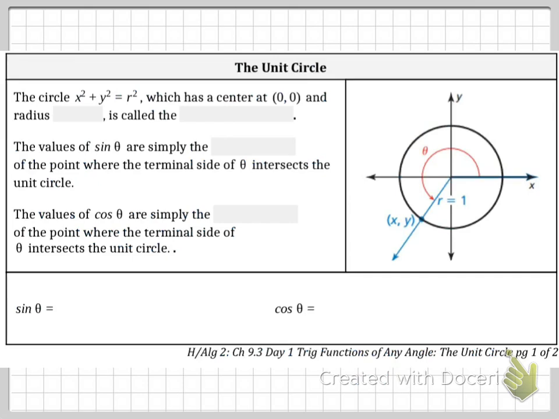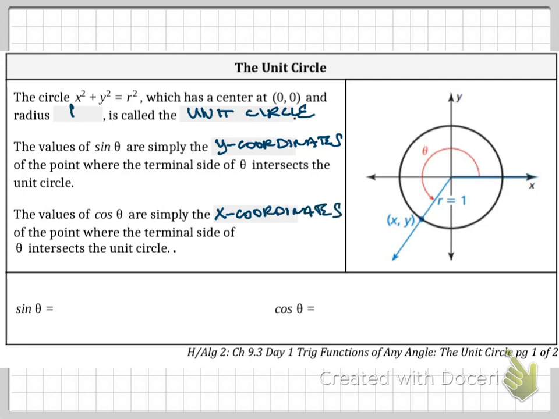Let's just talk about the unit circle. The unit circle is the circle x squared plus y squared equals r squared, which has a center at (0, 0) and a radius specifically of 1. The values of sine of theta are simply the y coordinates of the point where the terminal side of theta intersects the unit circle. The values of cosine of theta are simply the x coordinates of the point where the terminal side of theta intersects the unit circle.